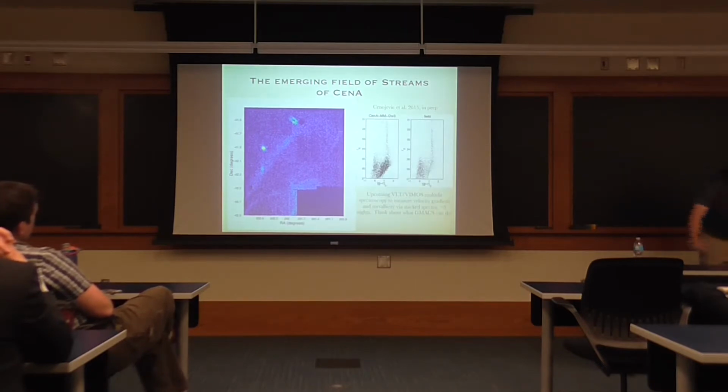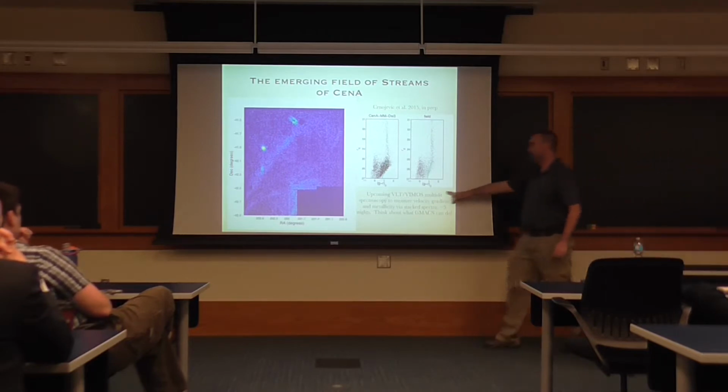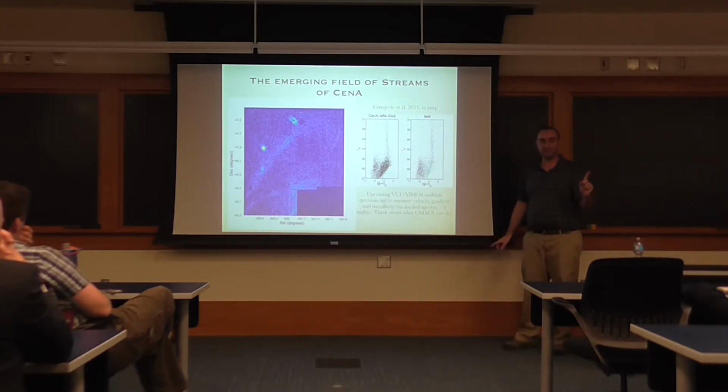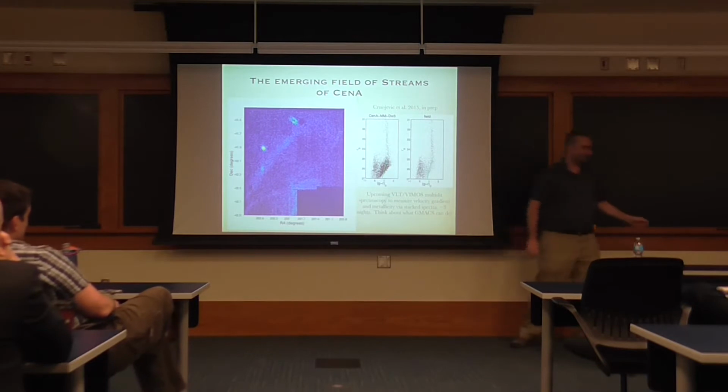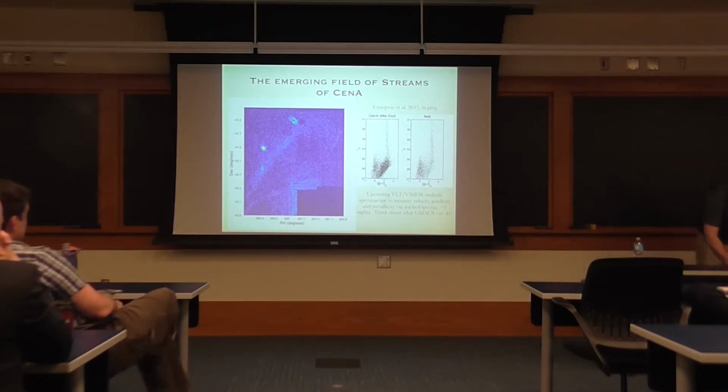All right, there's the CMD of the little central dwarf there. Looks good. And here I talk about VLT VIMOS. Now you guys should be thinking about GMT, of course, because GMT could totally handle this kind of stuff. Part of the science piece.